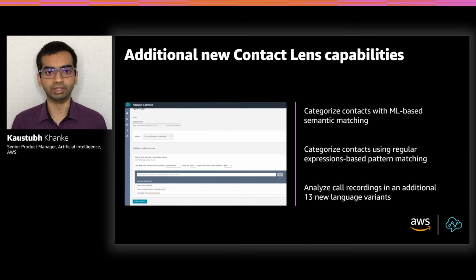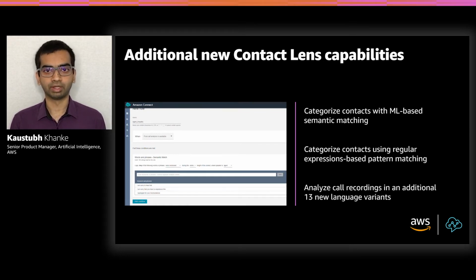In addition to the real-time capabilities, Contact Lens has also introduced a few other enhancements. Supervisors can now use semantic matching in Contact Lens to categorize calls that contain phrases with similar meaning even if they are not mentioned explicitly during the category definition. This can be achieved through a machine learning based intent matching model that is trained to understand the context and meaning of the keywords specified in the category definition.